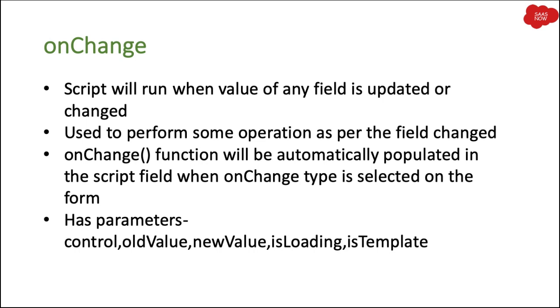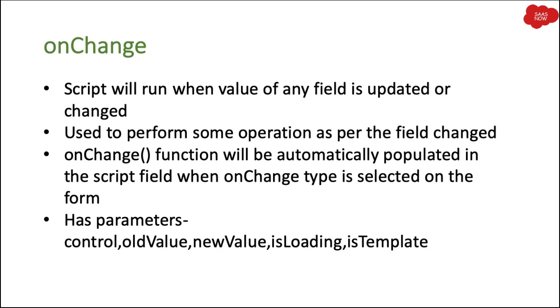Now, what kind of values do these parameters hold? Control is the name of the field whose value is changed. If you use this control, it will automatically pull the name of the field which is changing. Then we have oldValue. For the field which you are changing, what was its old value? This oldValue parameter will hold that value. Then we have newValue. If the user is changing to a new value, this parameter will hold that value.